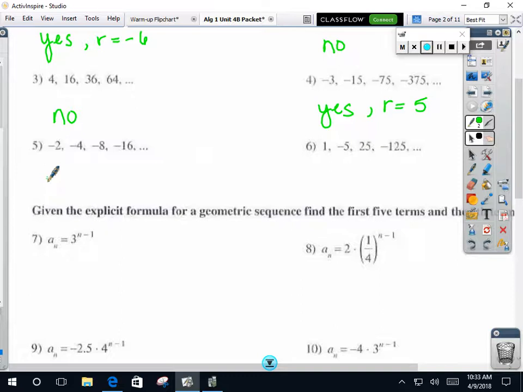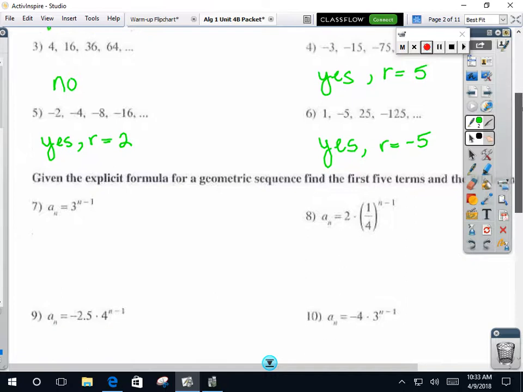Number 5, is it geometric? Yes. Because what were they multiplying by every time? +2. Shh, guys, you need to be quiet. Number 6, is it geometric? They were multiplying by what? Oops, I don't know why I wrote y equals. Yes. And then the common ratio is negative 5.